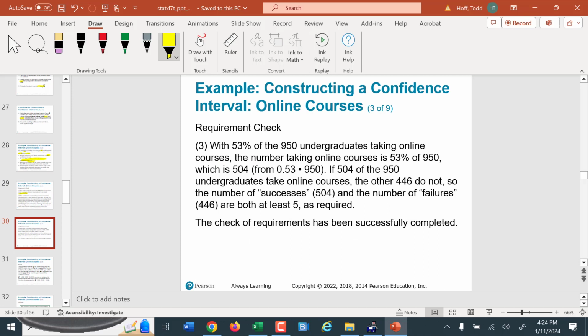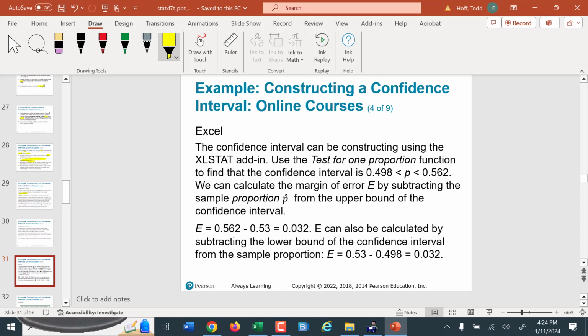And of course, with 53% out of 950, we're pretty confident we're going to have at least 5 successes and 5 failures. Being that this is a confidence interval for proportions, proportions are always approximately normally distributed, so we don't have to worry about that check. Our sample size is more than 30, so we're good there anyway. So let's find our confidence interval.